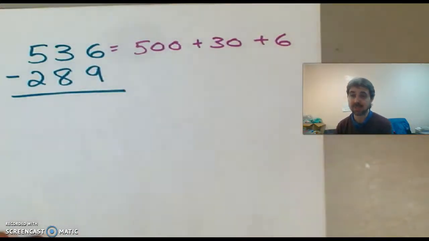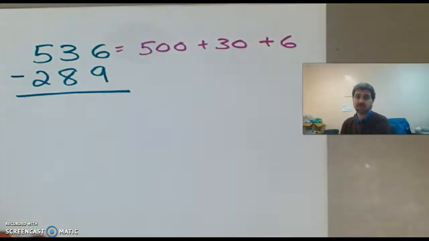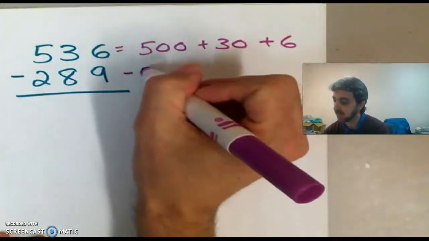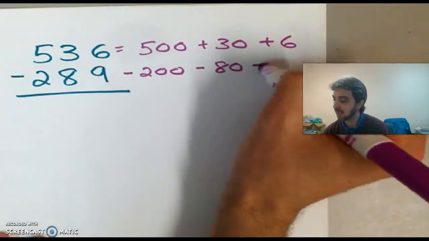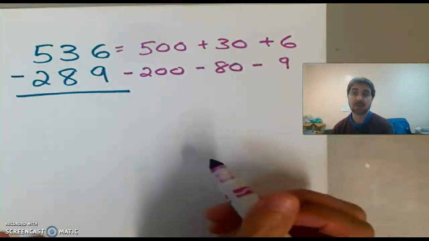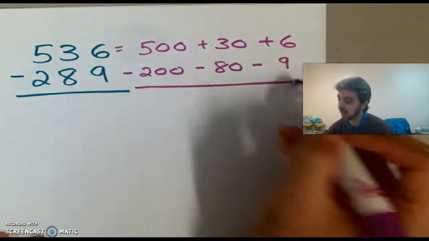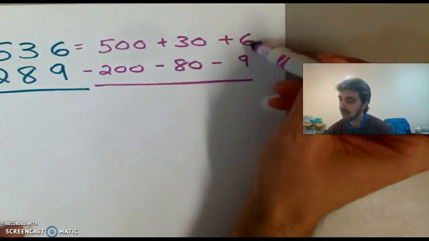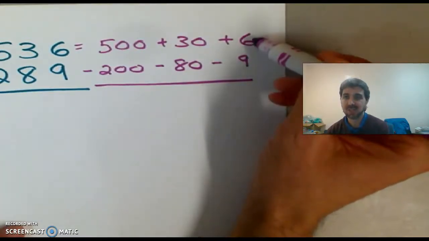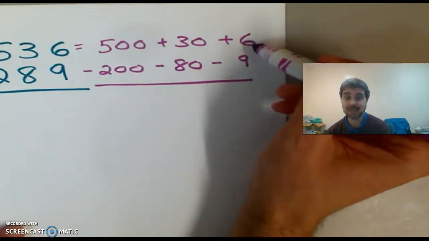The way I do it, I think sometimes people do it differently, is I do it like this. I subtract 200, I'm going to subtract 80, and then I'm going to subtract 9. So I remember that I'm subtracting, okay? So I did not have enough ones, right? I couldn't take away 9 ones because there's only 6.